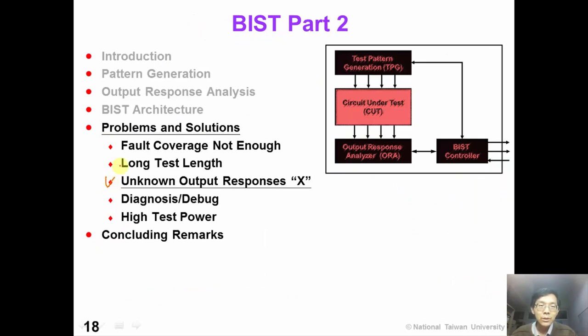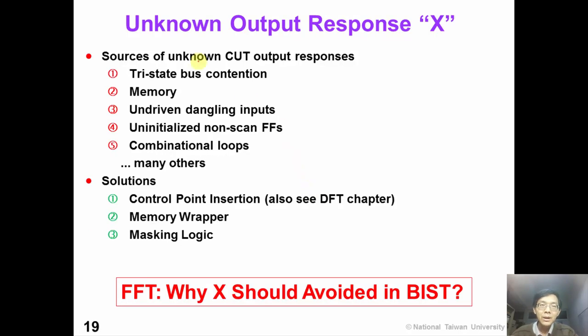Next, let's see the unknown output response problem, also known as X. There are many different sources of unknown CUT output in BIST mode. First, we can have tri-state bus contention, or memory, or undriven dangling input, or uninitialized non-scan flip-flop, or combinational logic loop, and many other possible sources of unknowns. Now we have an FFT for you. Why do we need to avoid the unknown output in the BIST? This is a good question to think about.